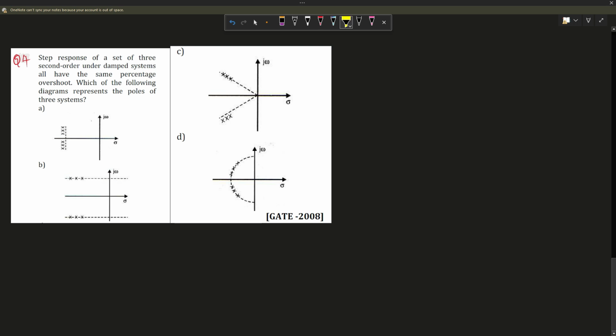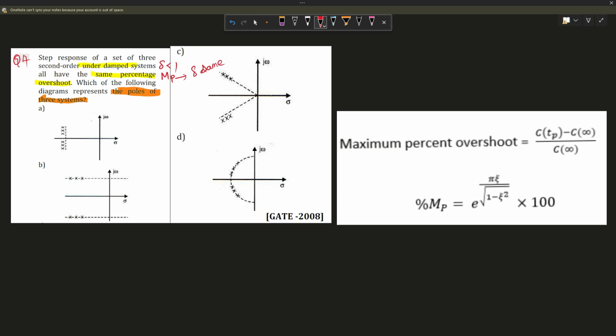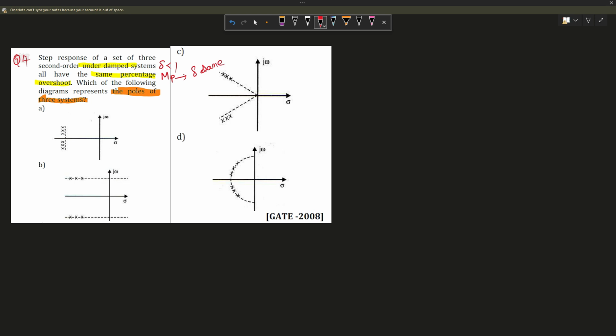There are 3 second order underdamped systems and they all have the same percentage overshoot. Which of the following represents the poles of these 3 systems? It's given that the system is underdamped, which means delta is less than 1, and it's mentioned that the maximum overshoot is same. So when maximum overshoot is same, it means that the delta or the damping ratio is same for all 3. Okay, so when damping ratio is same, what does it really mean?